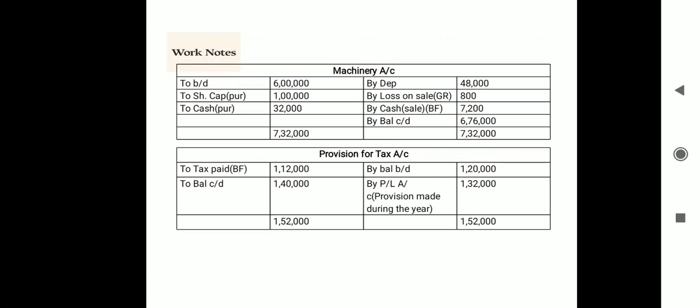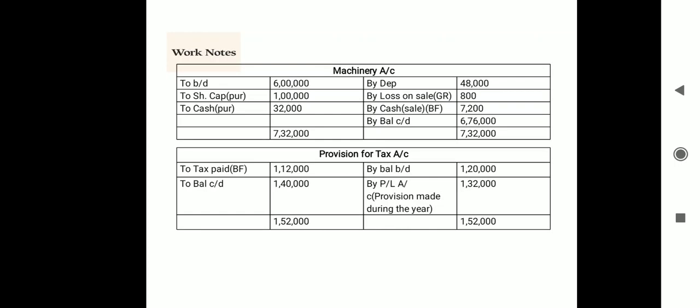So these are your opening balance, 1 lakh rupees; machinery you purchase, and payment in share capital 32,000; machinery purchased in terms of cash 32,000 rupees; depreciation charged, loss on sale, and closing balance. We had all this information, so we are going to enter it in the proper place, and then we need to just find out the balancing figure.